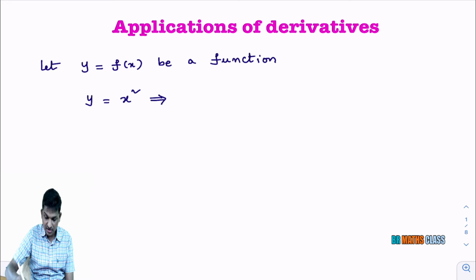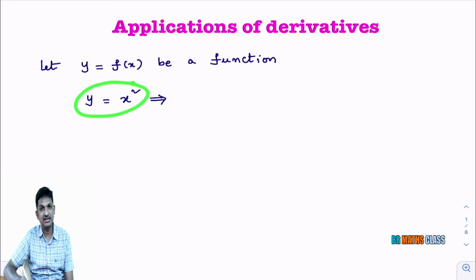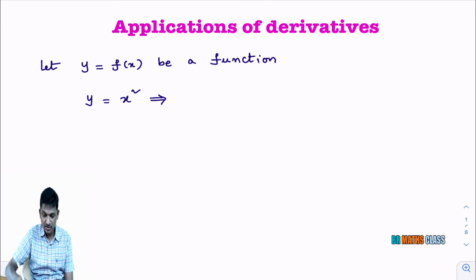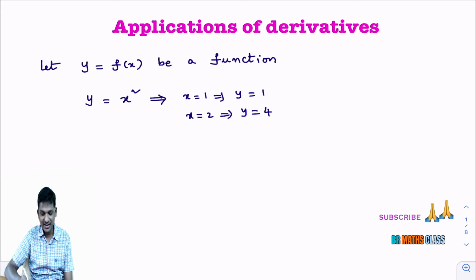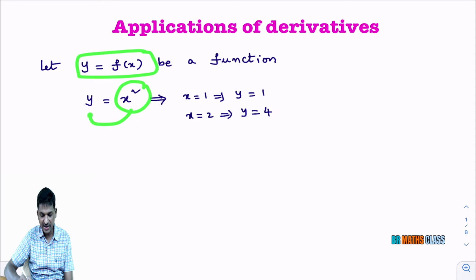For example, suppose I take y equal to x square. Here, the y value depends on x. If I take x equal to 1, then y is 1 square. If I take x equal to 2, then y equal to 2 square, that is 4. That means y equal to f of x means, based on x values, y changes. So I considered y equal to f of x to be a function.